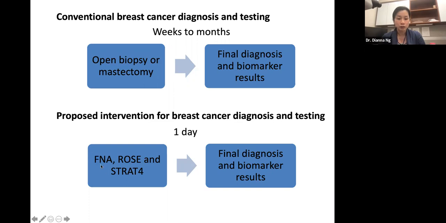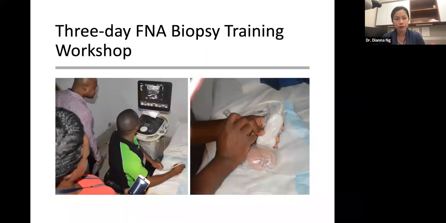And so instead of doing everything at once, what we thought would be a little bit more palatable and more feasible is if we broke down each of these components: FNA, ROSE, and then Strat4. So can we do this with high fidelity, high quality in a sustainable way in Tanzania? What we first started out with was a 3-day FNA biopsy training workshop. Are these workshops even effective?